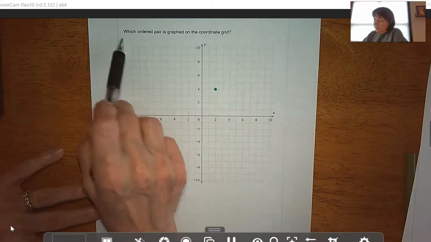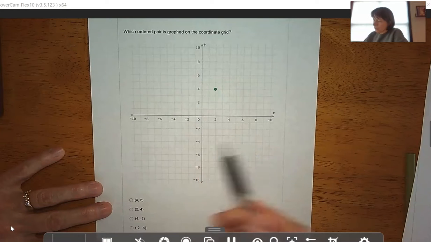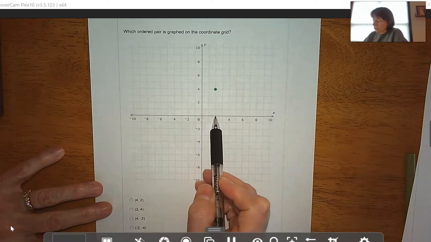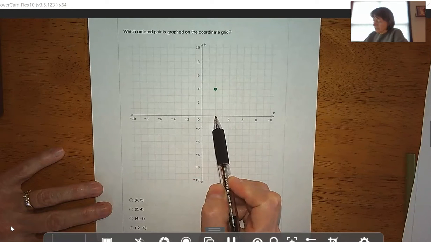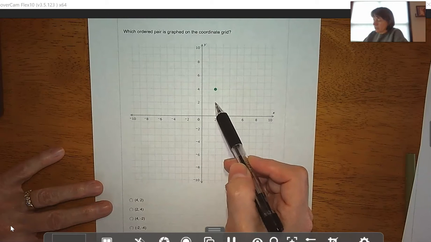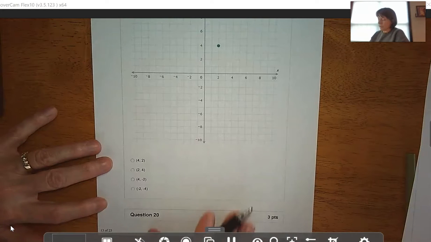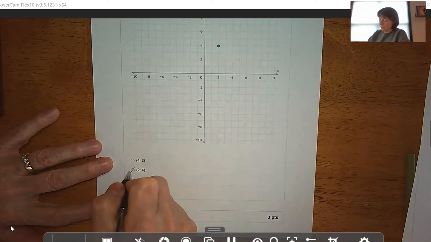Question 19 is the same. Which ordered pair is graphed on the coordinate grid? And so here's the point that we want to get to. So we have to travel over 2 on the x-axis, so the first part of the ordered pair will be 2, and then up 1, 2, 3, 4. So we're looking for (2, 4). And so down here, we want to choose (2, 4).